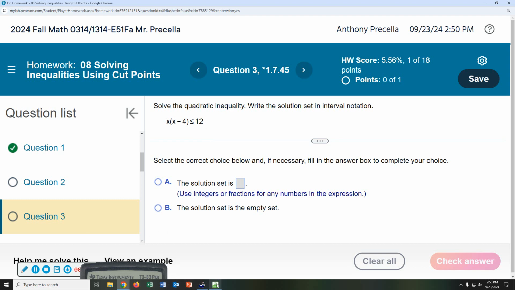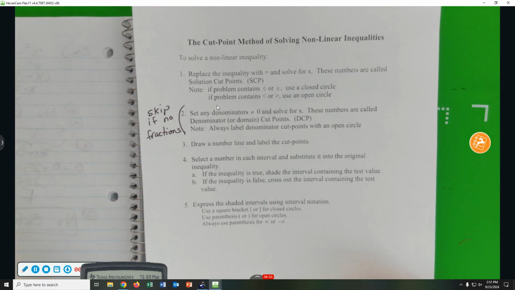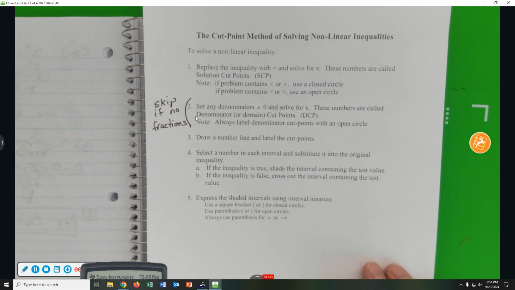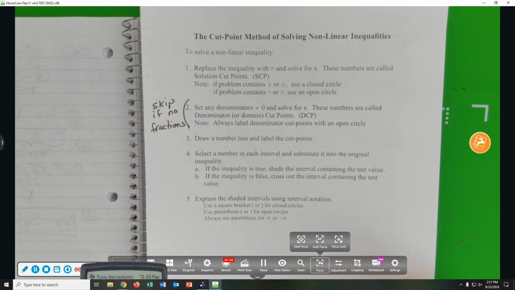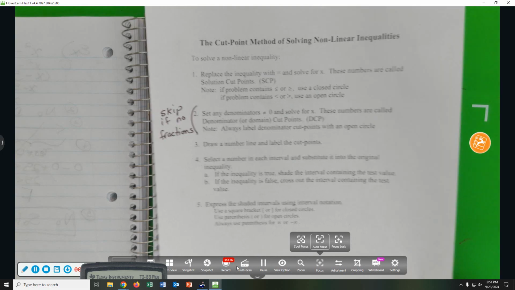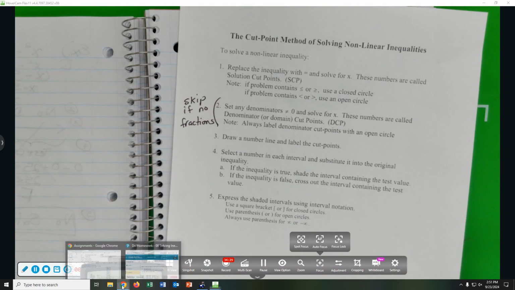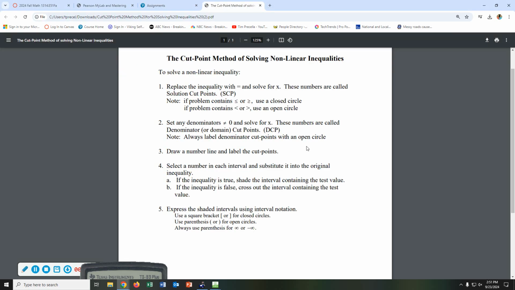Okay, so let's do this. First step. When I'm looking at my little cut point recipe, I wonder if I focus it again, would that make it clearer? When I look at the sheet of paper, it's not that clear to me. That's why I said just switch back to Chrome and show it. Okay, when you look at those instructions, there's one step we're going to skip for number 3.